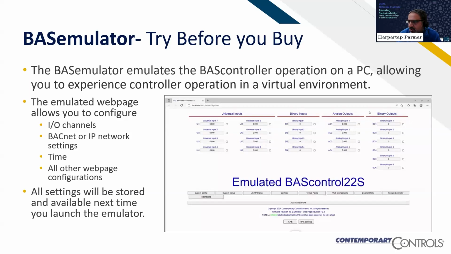Once that application is running, you can look at the emulated web page. You can change the IO channel types. Like I mentioned, you have 8 universal inputs, and on those universal inputs, you can change the channel type. You can also configure the BACnet settings. You can change the network IP address. You can set the time, and also look at all the other web page configurations. All these settings can be saved to the PC, and the next time you launch the emulator, those settings are stored and you can see the same settings again.